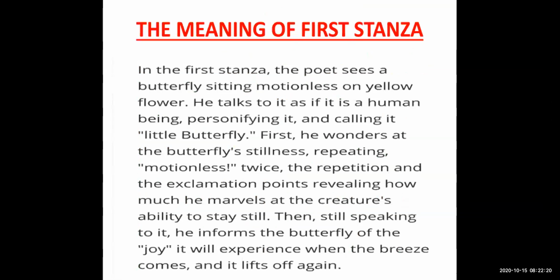Again, we are seeing very briefly the meaning of the first stanza. The poet sees a butterfly sitting motionless. This is the quality of a butterfly: it sits for a long time on a yellow flower, motionless.